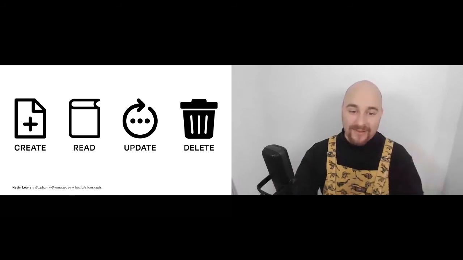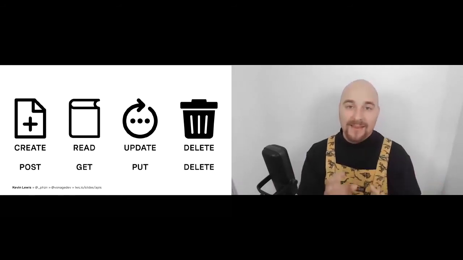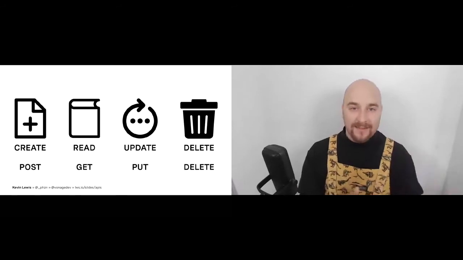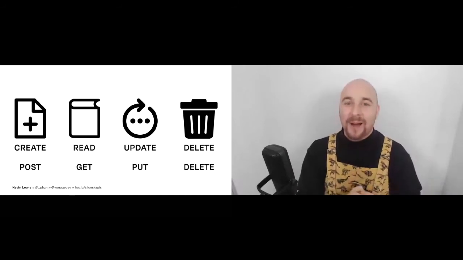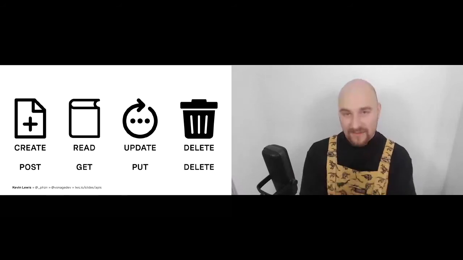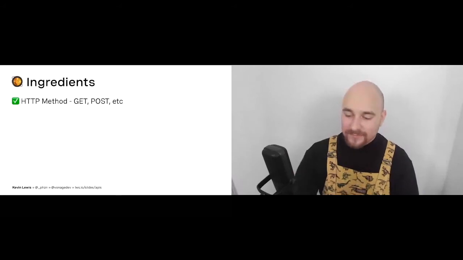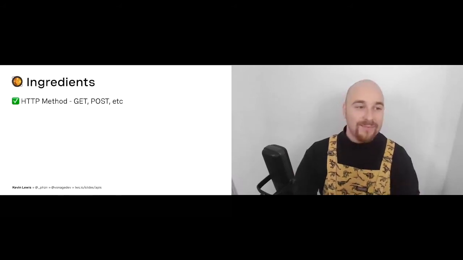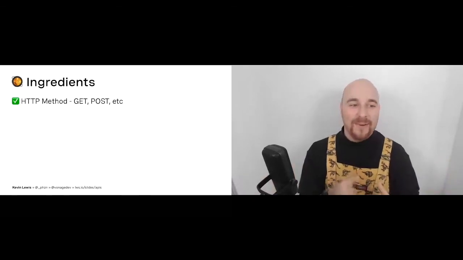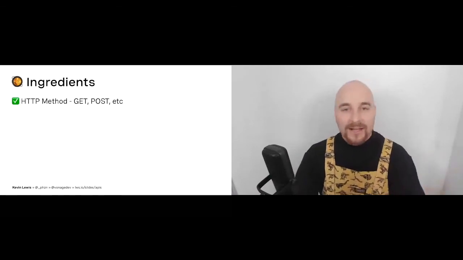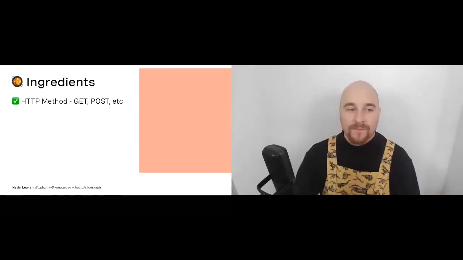And in the context of HTTP methods, they have slightly different names, but they mean the same thing. So we create entities with a post request. We read data with a get request. We can update data with a put request, or we can delete them with a delete request. So the first thing we need in our pot of ingredients to make an API request is an HTTP method, such as get or post, which will likely be the two you use most often.